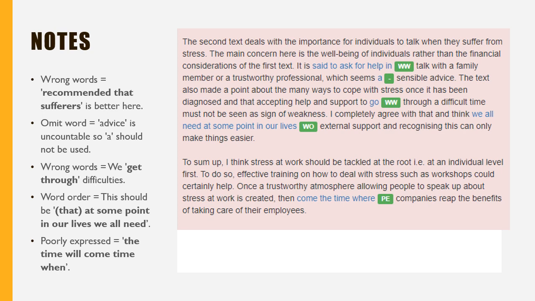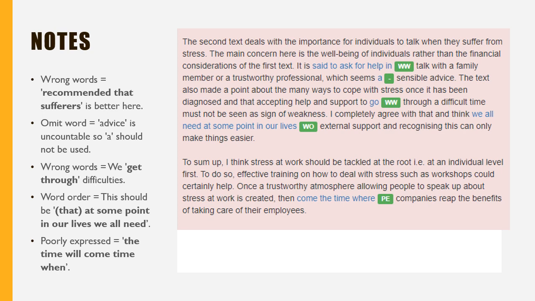So the original sentence is, "It is set to ask for help in talk with a family member," but it would be better to say, "It is recommended that sufferers talk with a family member or a trustworthy professional." And then the second mark is a word that needs to be omitted. Because the word advice is uncountable, we should get rid of the word "a", so "which seems sensible advice."